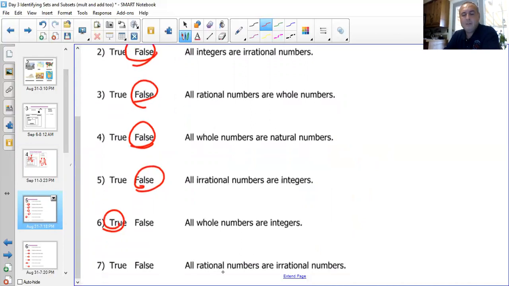All rational numbers are irrational numbers. I'm not even going to show you this on the slide. We know that irrational numbers don't play nice with the other ones. So that's false.